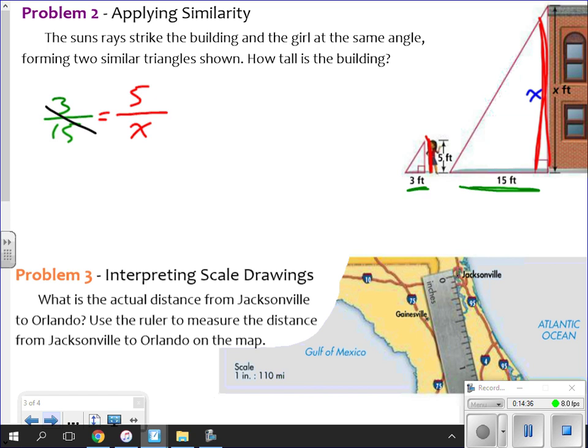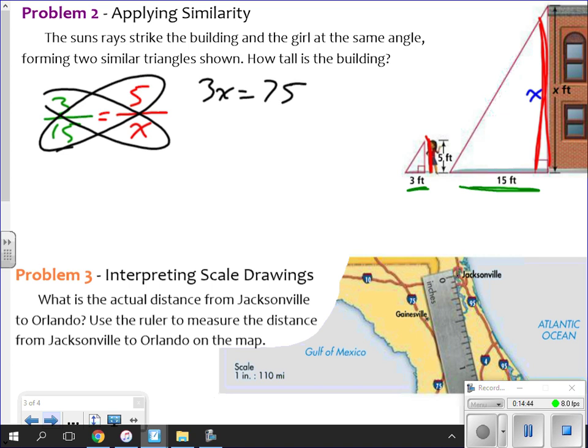And then you cross multiply. 3 times X equals 5 times 15. Divide by 3. X equals 25. So it's 25 feet tall. Questions so far? Good application of using similar triangles.